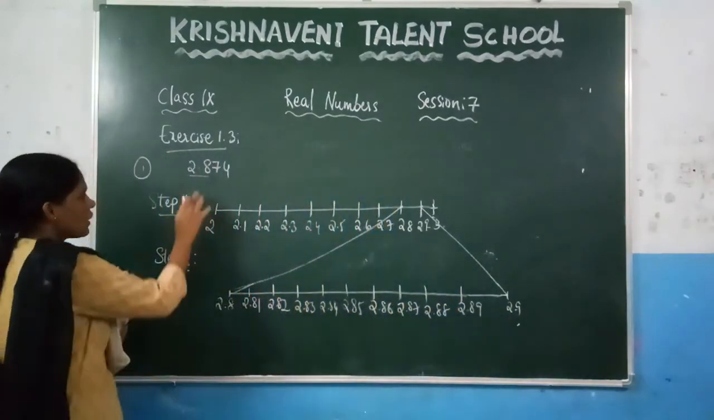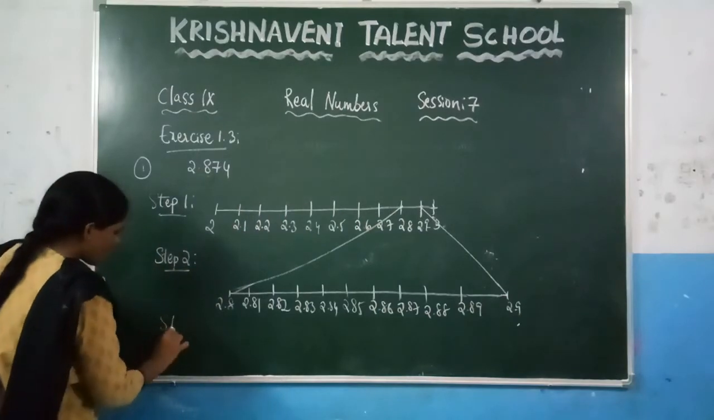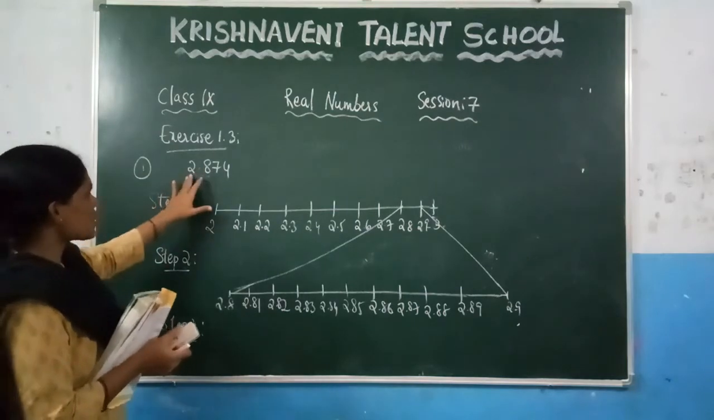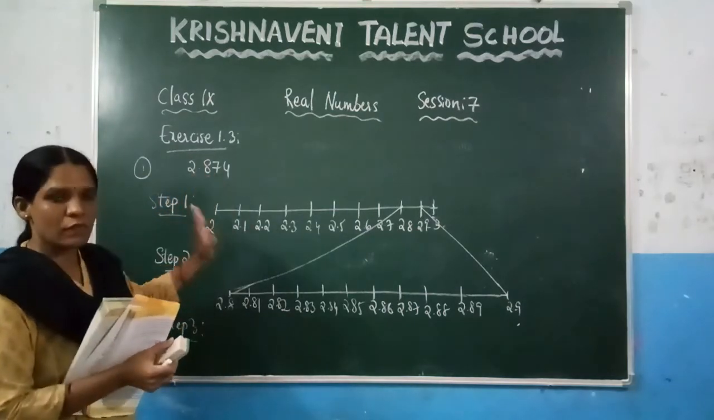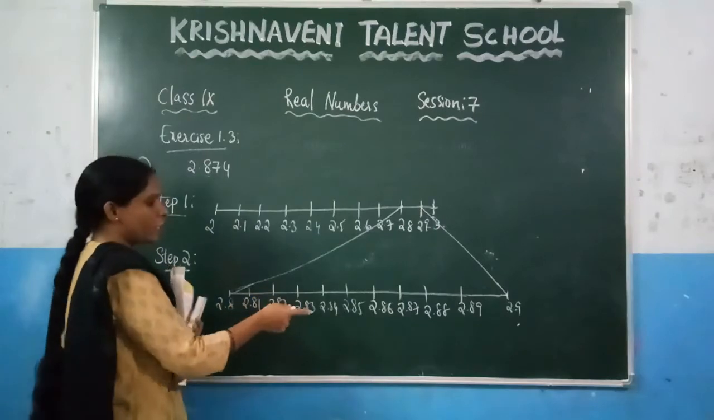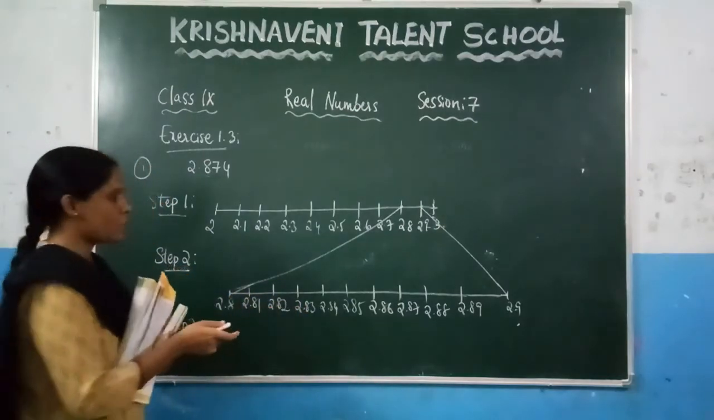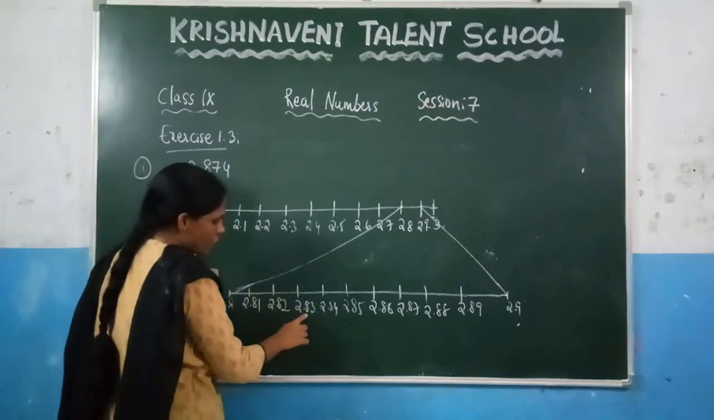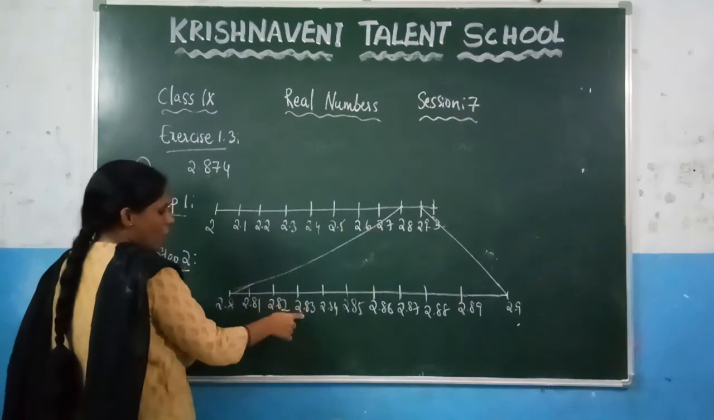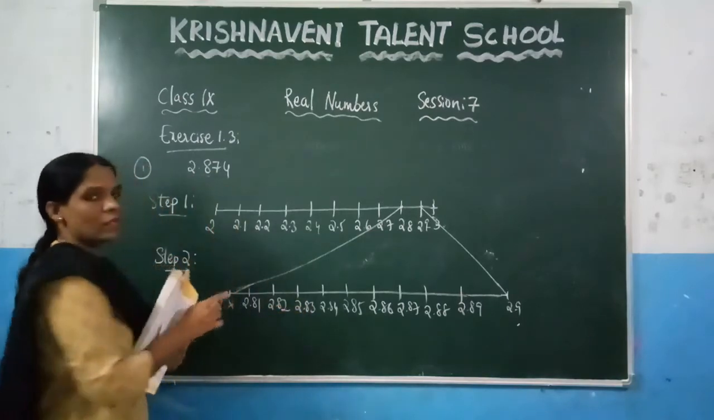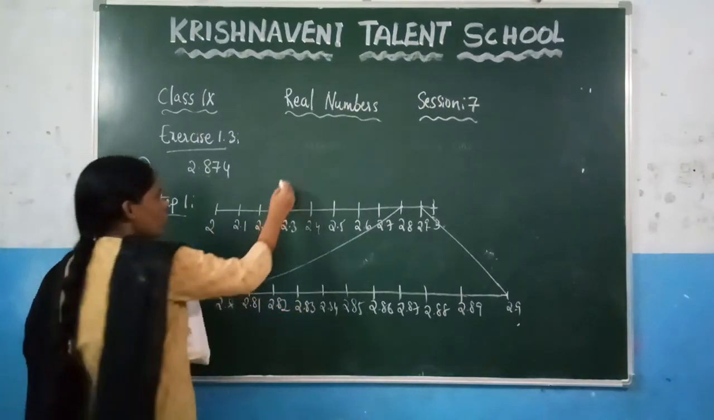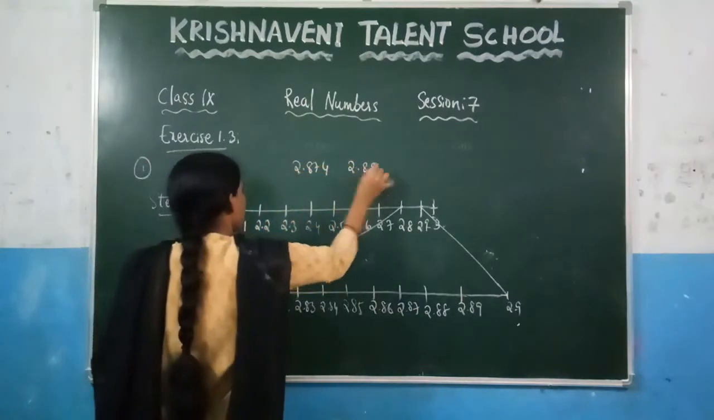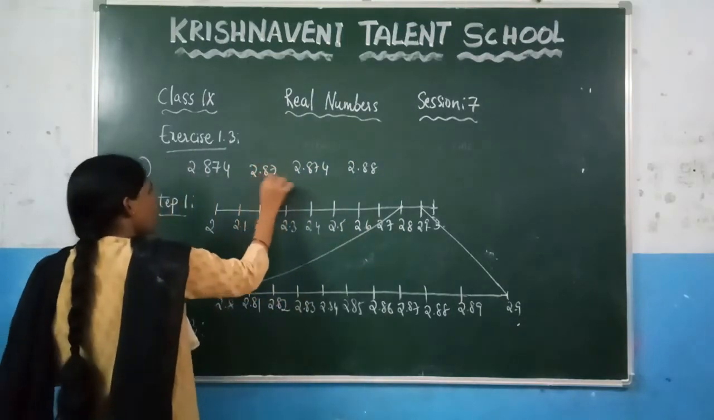Now you need to check the third step. What is our third step? Here you have to check which two numbers 2.874 lies between. Now you need to take two digits after the decimal point. Here we took only one digit after the decimal point, and here we took two digits. Now after two digits, you need to check which two numbers this number lies between. You know that 2.874 lies between 2.87 and 2.88.